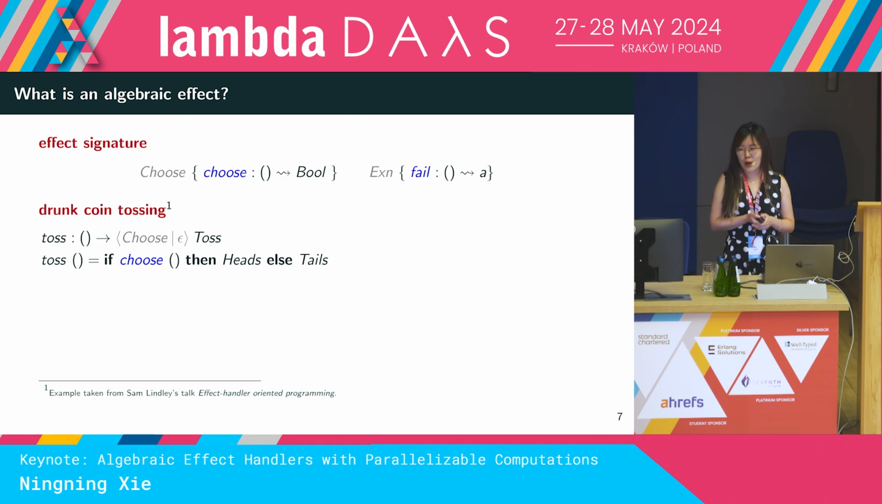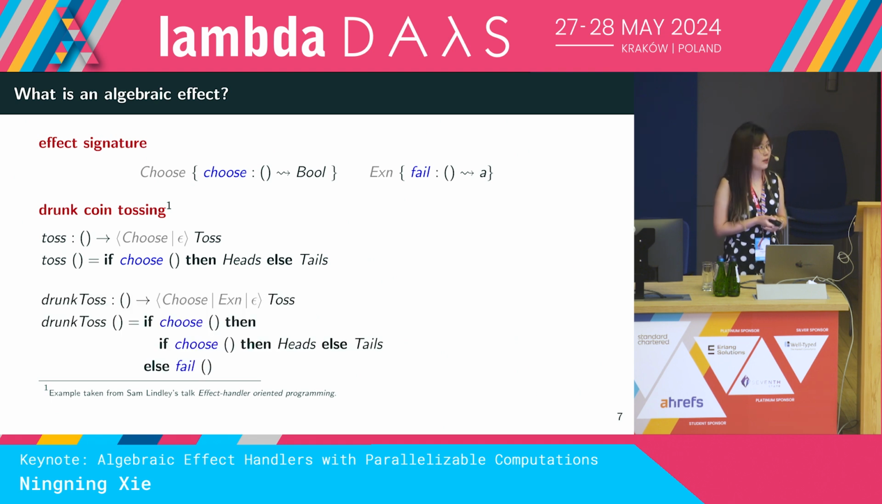And in this program, we use a single operation, choose. But more generally, we can also use multiple effects in a single program. For example, if we want to toss a coin when you are drunk. If you are drunk, you may fail to toss the coin. So first, we are going to perform choose, and only if choose returns true, we are going to toss the coin. Or otherwise, we will return fail directly.